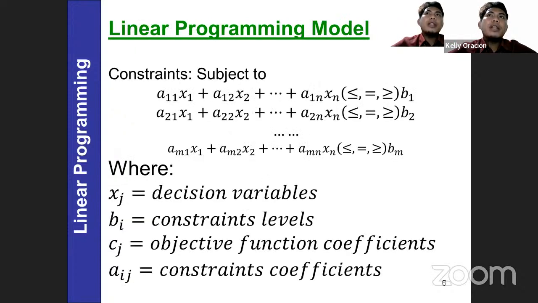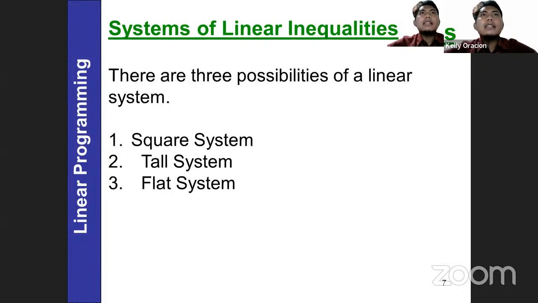To realize that one, later I will give you an example. But before that, let's discuss now the 3 possibilities of a linear system. We have 3: the square system, the tall system, and the flat system. Each system, I am going to discuss. First, let's discuss the square system.